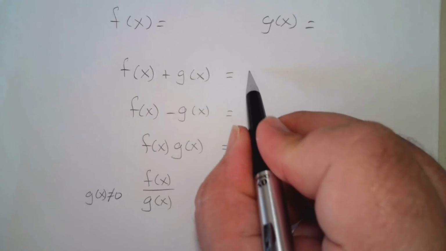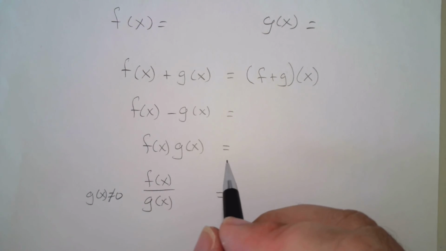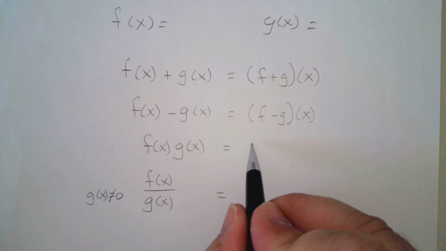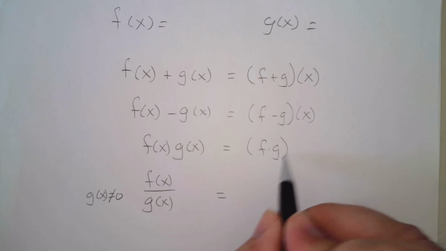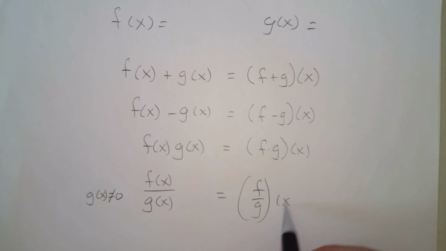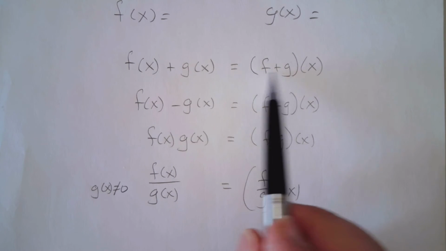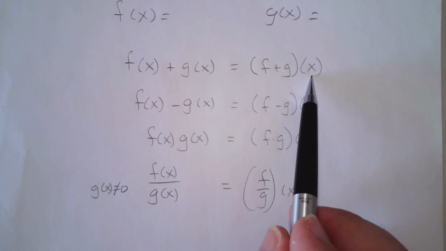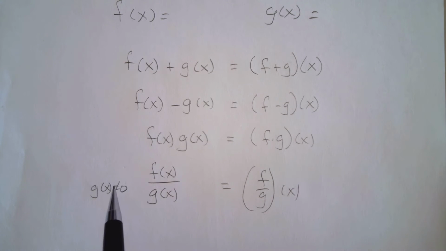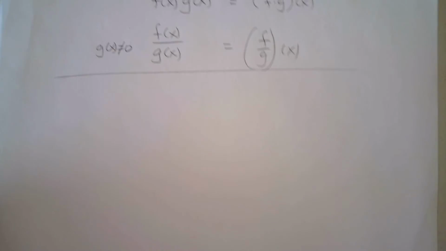That's one way of doing it. Or we could do it this way. f minus g of x. f times g of x. And then f divided by g of x. What these tell us is that we can add the two functions together and then take the x value, or we can take the x values of each and combine them that way. And you're going to see that one way is always easier than the other.